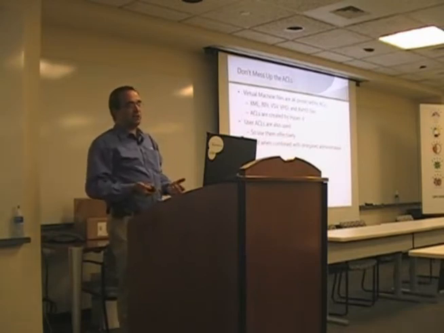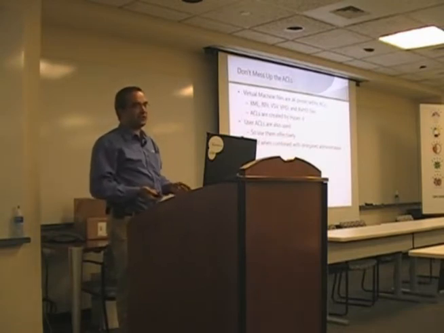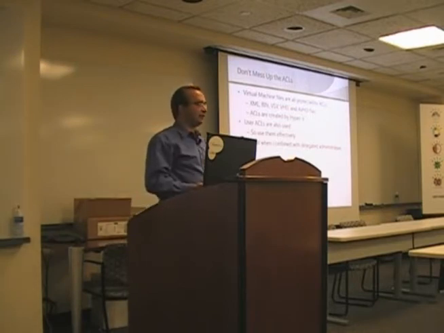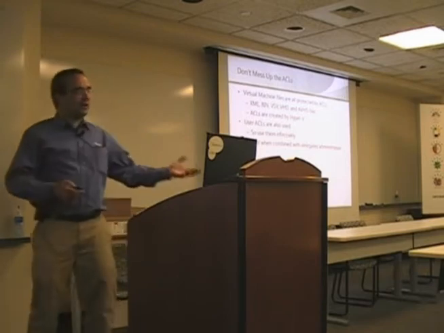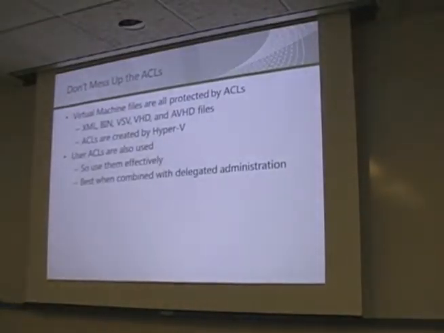Okay, so don't mess up the ACLs. Virtual machine files are all protected by ACLs, access control lists. So you have the XMLs, the BINs, the VSVs, the VHDs, the AVHDs. ACLs are created by Hyper-V whenever you create the machine or whenever you move a machine to a host. If you muck with those, obviously you're mucking with the security. So don't mess with the ACLs, and you'll have a more secure box.